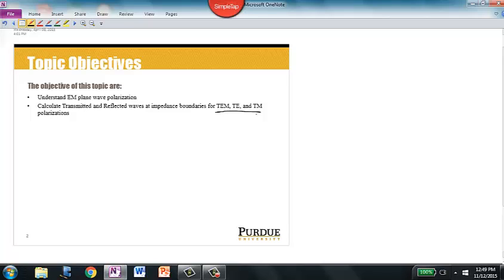So as you may expect from your knowledge about transmission lines, when we have an EM wave traveling and it sees an impedance boundary, that incident wave will be reflected, or some portion of it will be reflected, and some portion of it will be transmitted. And depending on the polarization, different amounts will be transmitted and different amounts will be reflected. So it's dependent on material properties and dependent on this polarization, as you will see.